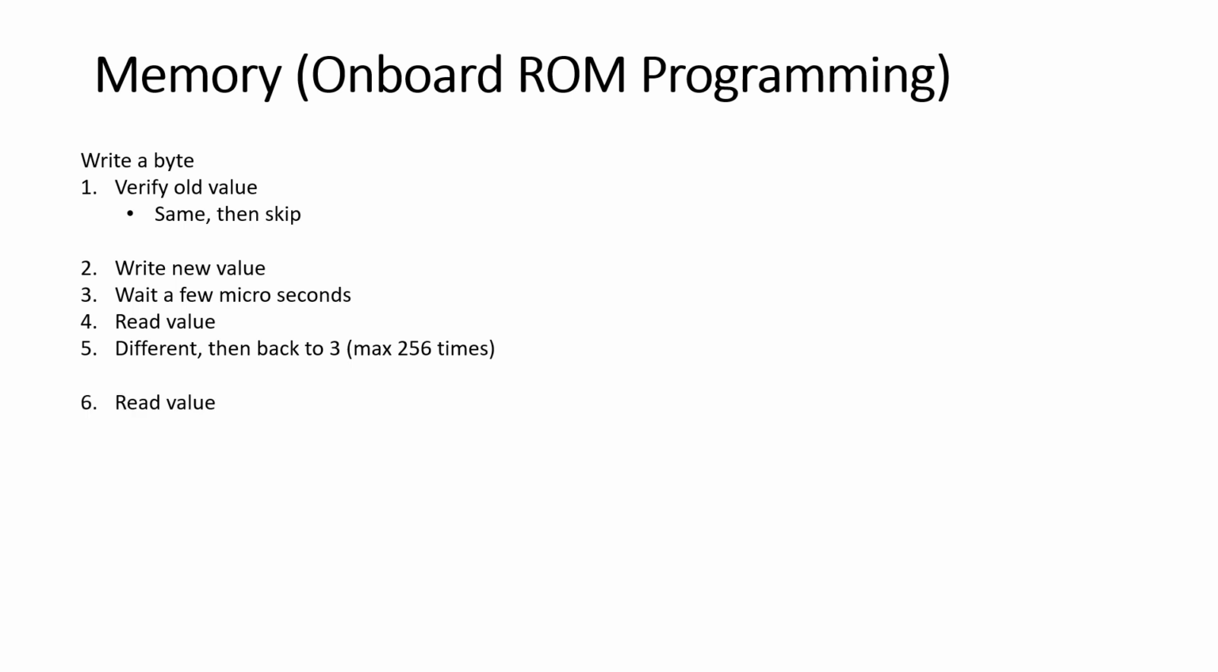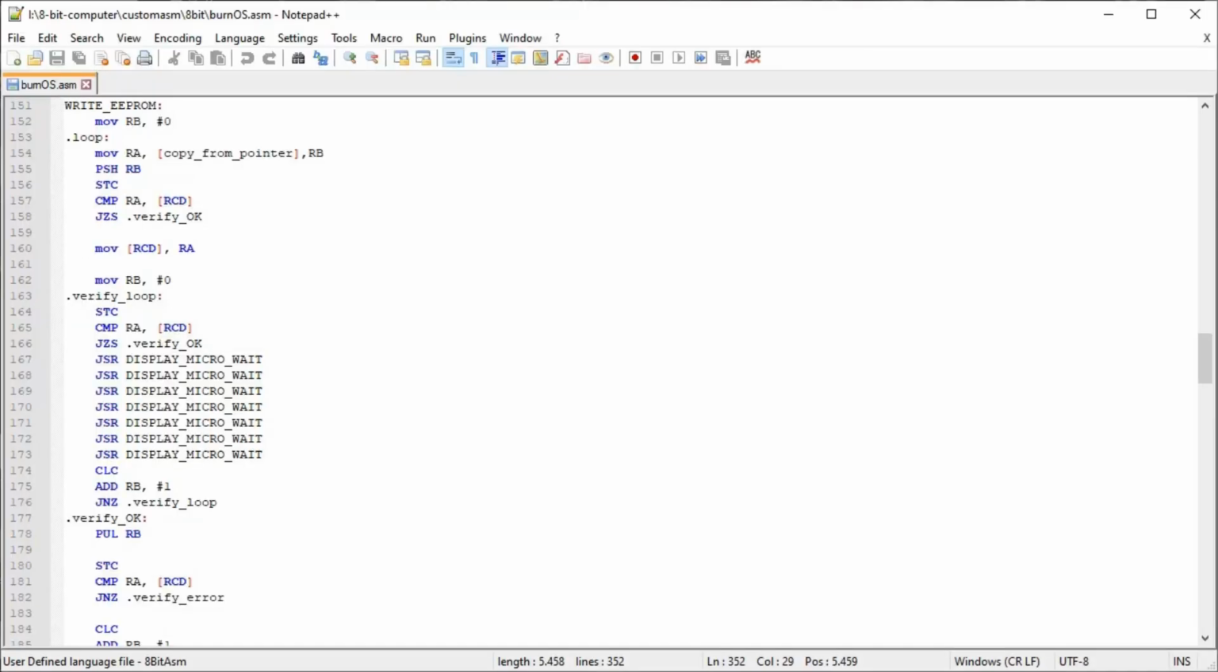After I found no difference, I check again, I read the value again, and if it's still different, I call it a verify error and jump back to writing. And if there are more bytes to write to the chip, I start again at the first point with the new address. This is a quick walk through the code for the ROM programmer in my own assembly language.